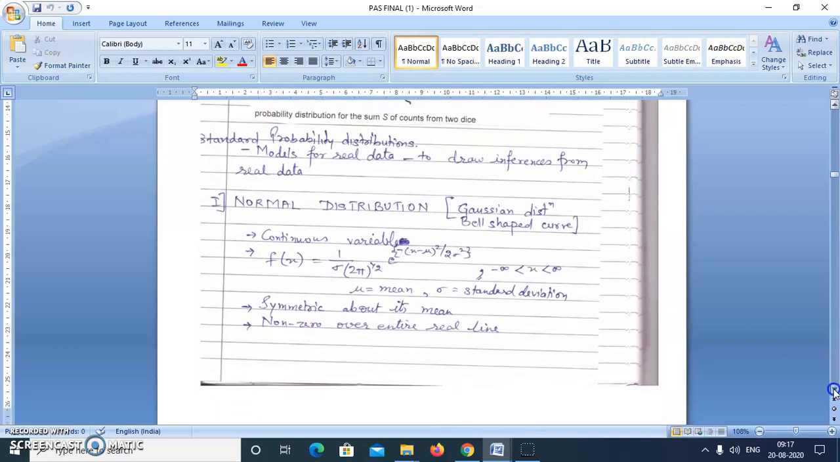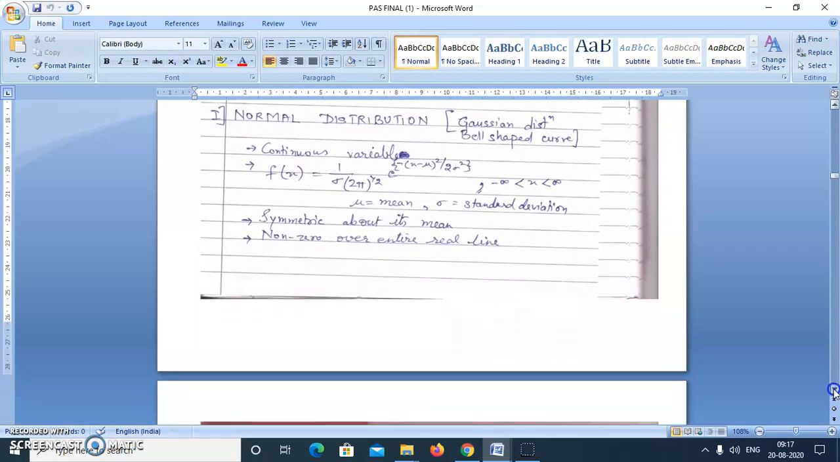Now the first distribution which we'll study under standard probability distributions is normal distribution. The main points are: number one, it is also called Gaussian distribution, by the name of Gauss, the person who first studied it. Second, it is also called bell-shaped curve because it is in the shape of a bell.